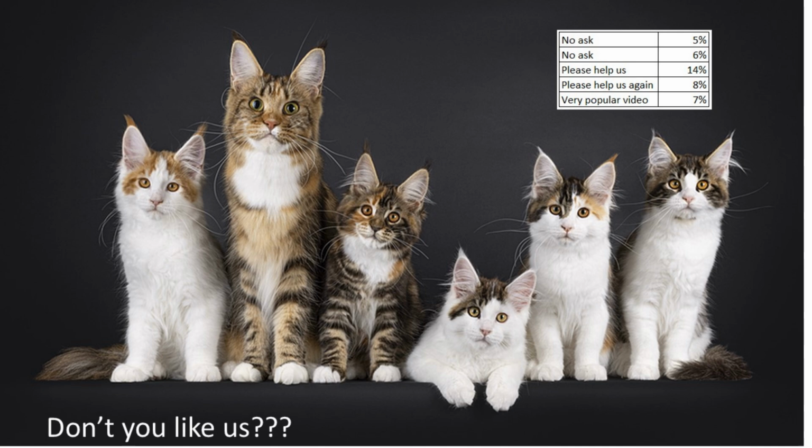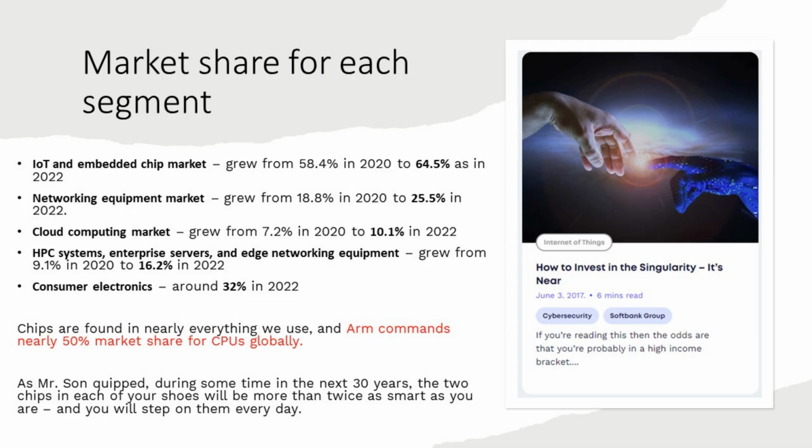So let's get back to talking about ARM, market share for each segment. I found this to be remarkable. This was taken off of their IPO filing, so you can see their market share for the IoT and embedded chip market grew from 58% in 2020 to nearly 65% in 2022. And you can read down the list here. What they're describing is their market share for key segments, and they're showing you that in each case they're growing over time, and they would expect that to continue. The chips that they produce are found in nearly everything, commanding a 50% or nearly 50% market share for CPUs globally. This shouldn't be a surprise.